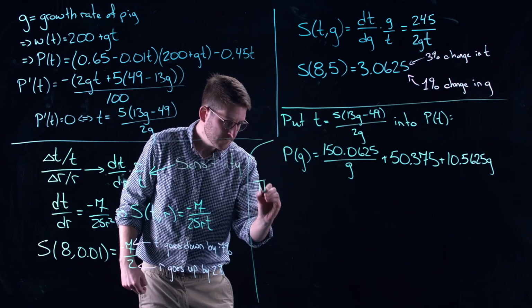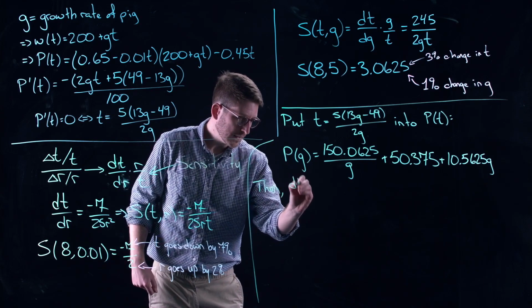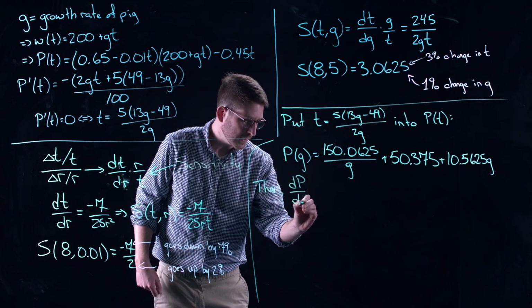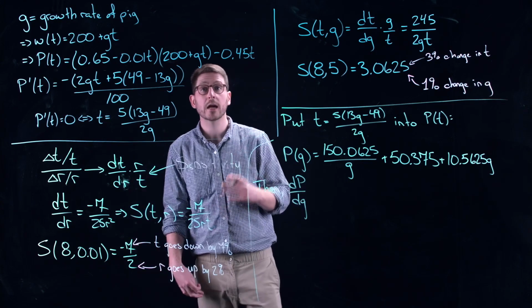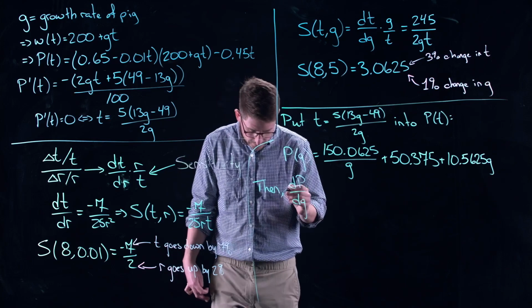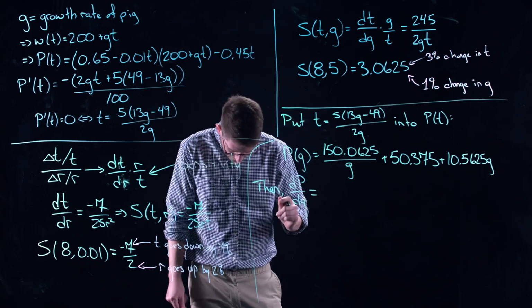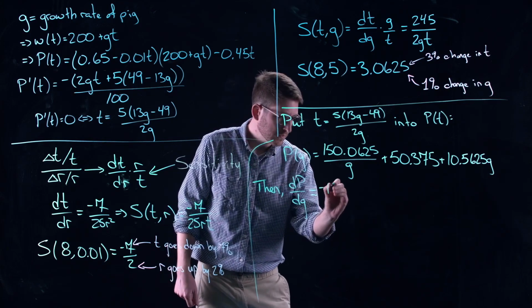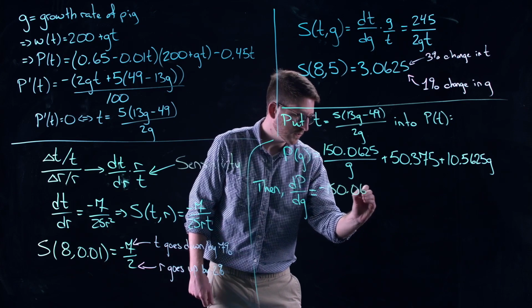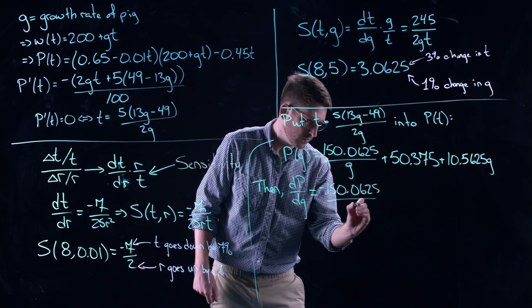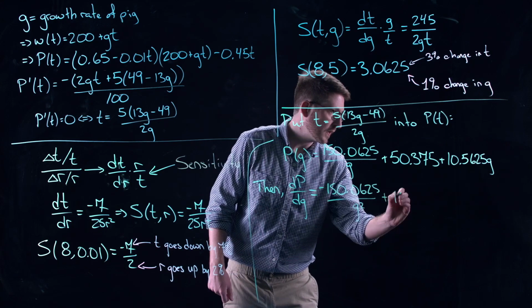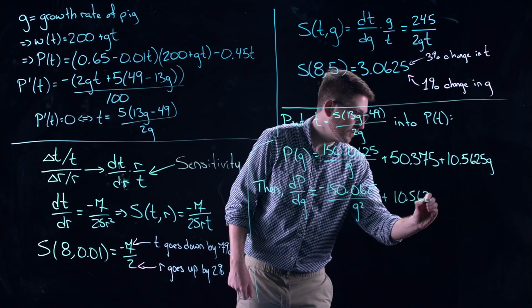So then I can take a derivative with respect to g, and I can look at the sensitivity here as well. So in this case, this is going to be minus 150.0625 over g squared plus 10.5625.